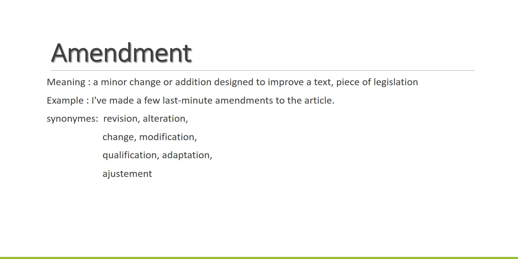And the next one is amendment, meaning a minor change or addition designed to improve a text or piece of legislation. Example: I have made a few last minute amendments to the article. Synonyms are revision, alteration, change, modification, qualification, adaptation, adjustment.